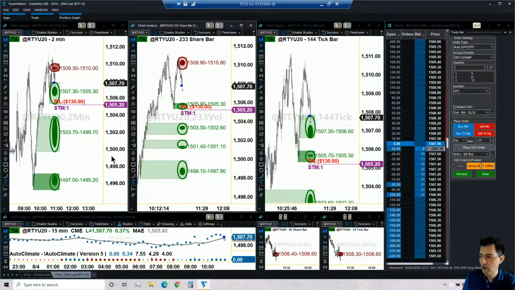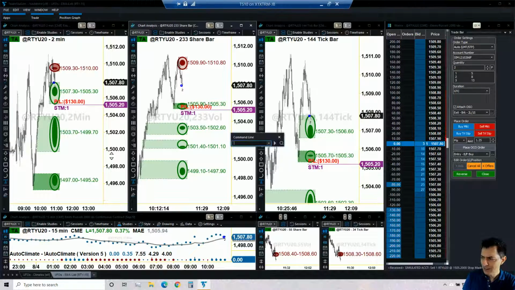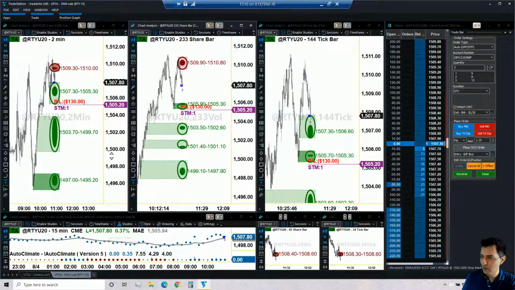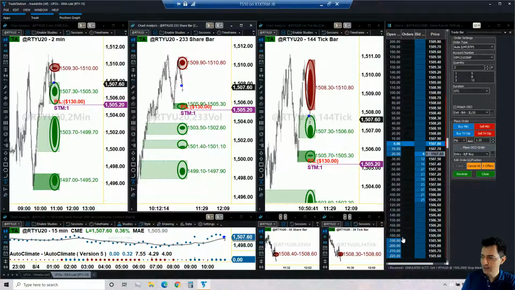Well, we just got filled on the Russell, by the way. Notice the very weird coloring I got on the matrix here. So when this happens to you guys, you should be rebooting your TrustStation. Something very strange is happening here.